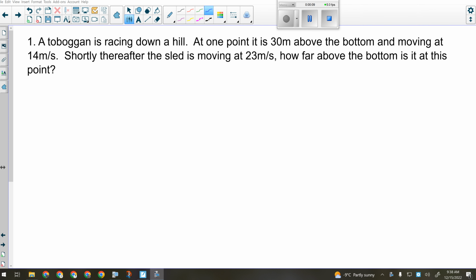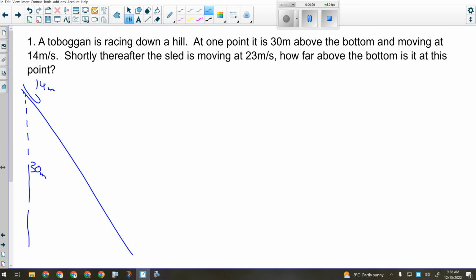Okay, so we've got a toboggan racing down a hill. Probably not that steep, but it's a hill. The toboggan is going down the hill. Up here at the start of the hill, it is 30 meters above ground level, and it is moving at 14 meters per second. Then a little while later, it is moving at 23 meters per second. So that would be further down the hill.